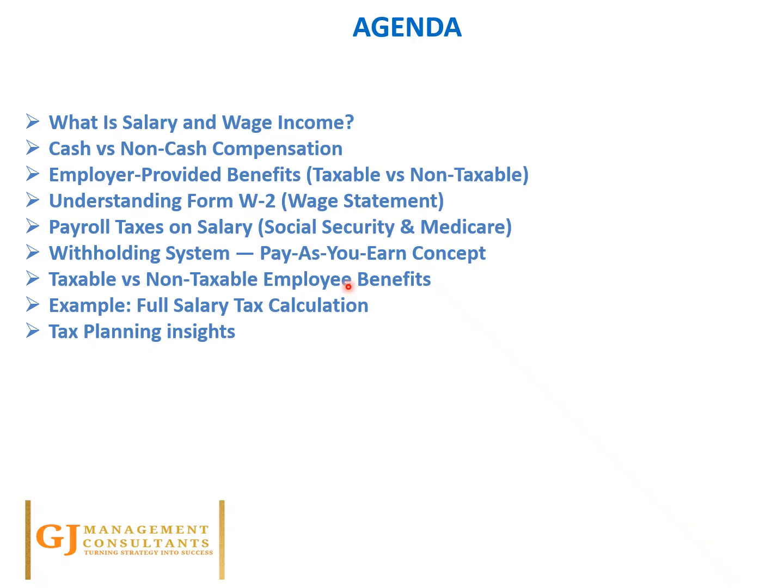Okay, so the key agenda that we are going to cover as part of this chapter is that we're going to have a look at what salary and wages income is, a complete understanding. We'll also understand the concept of cash versus non-cash compensation. We'll understand employer provided benefits, whether they're taxable or non-taxable, and what the Form W-2 is, which is a kind of certificate issued by the employer to the employee. Then payroll taxes on salary, like Social Security and Medicare, the concept of the withholding tax system, which is the pay as you earn concept, and taxable versus non-taxable employee benefits.